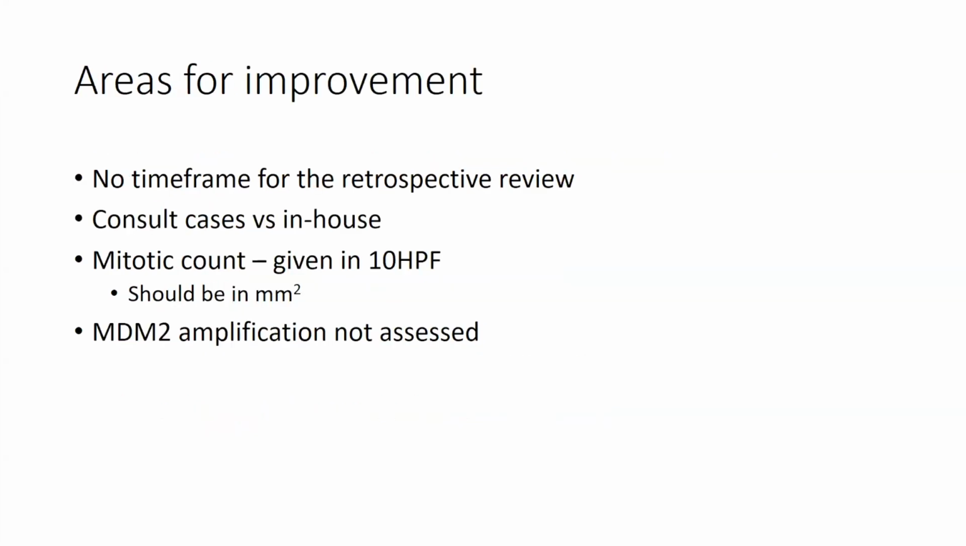In terms of areas for improvement, firstly, no time frame was provided for their retrospective review. They don't specify if the cases were consult cases or in-house, which is important as this can skew the data towards more complex or aggressive cases if they were all consult cases. The mitotic count is given in 10 high power fields, but I felt it should be given in square millimeters. And finally, MDM2 amplification was suggested as a high risk factor, but this theory wasn't really tested with IHCs.